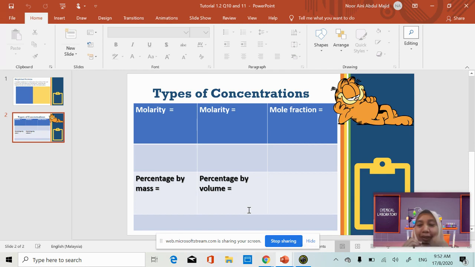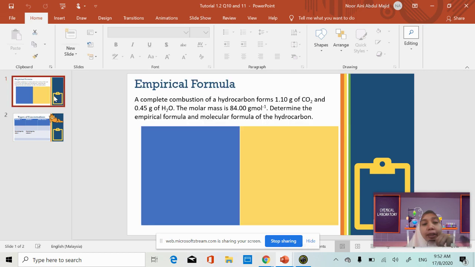How are you? As promised, I will discuss further on our tutorial question of section 1.2. Before we continue with concentrations, I would like to have a recap on empirical formula. However, I think question 9 in your handout is quite obvious, similar to what you have learned at school. So we'll proceed with question 10.